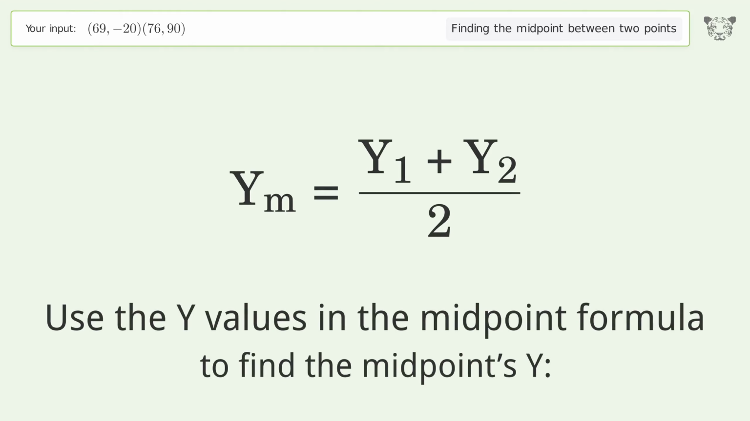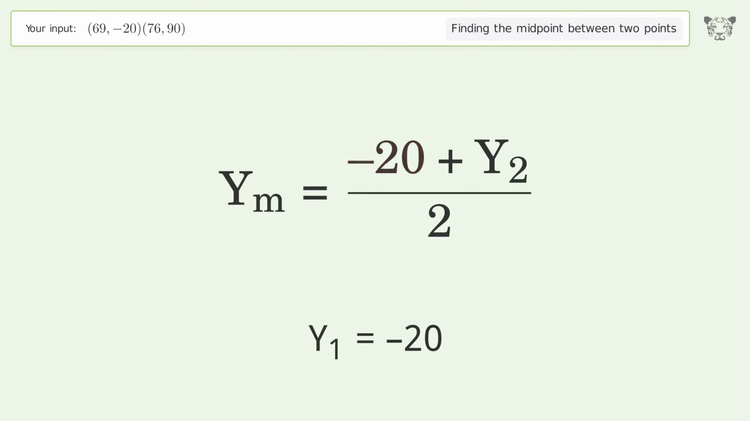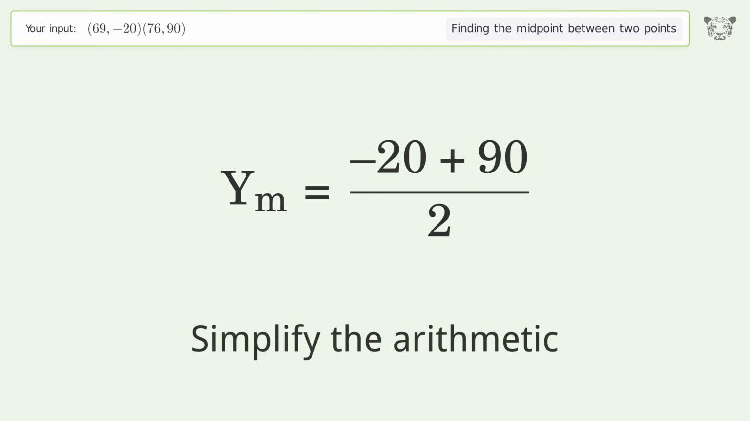Use the y values in the midpoint formula to find the midpoint's y. y1 equals -20. y2 equals 90. Simplify the arithmetic.